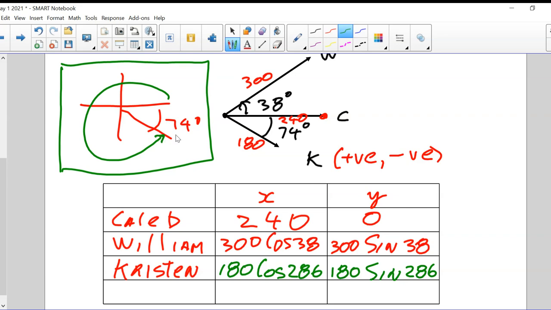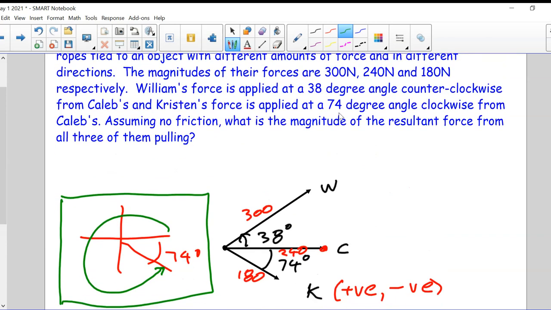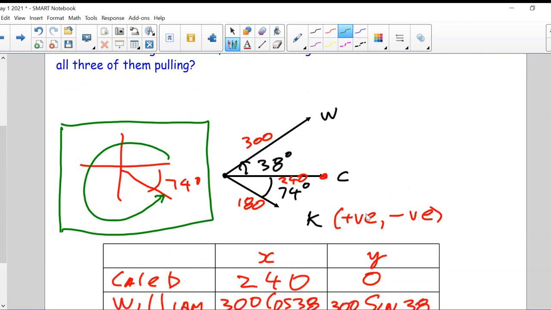Well, look back at what the question said. The question said that Kristen is 74 degrees clockwise from Caleb. So it's a choice that we made. We put Caleb in the middle, right? Because Caleb is in fact middle between both of them. And we put Caleb sitting right on the x-axis. So Caleb is 0 degrees away from the x-axis.